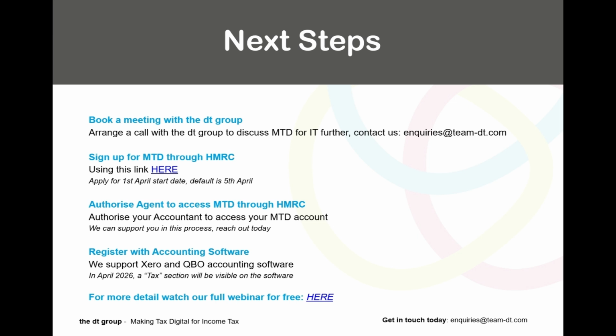We can help set you up for Making Tax Digital. Remember to authorise your accountant. If your accountant signs you up, HMRC authorisation is handled automatically. However, if you sign yourself up, you'll need to complete this step manually. And don't forget to register with Making Tax Digital compliant accounting software. If you haven't done already, now is the time.